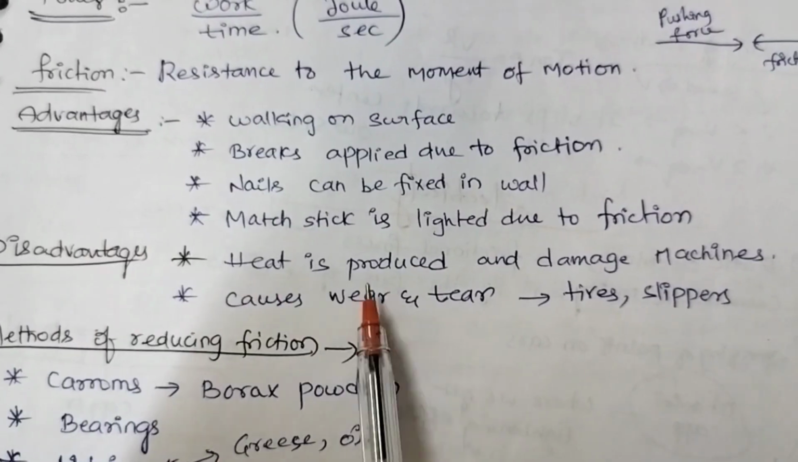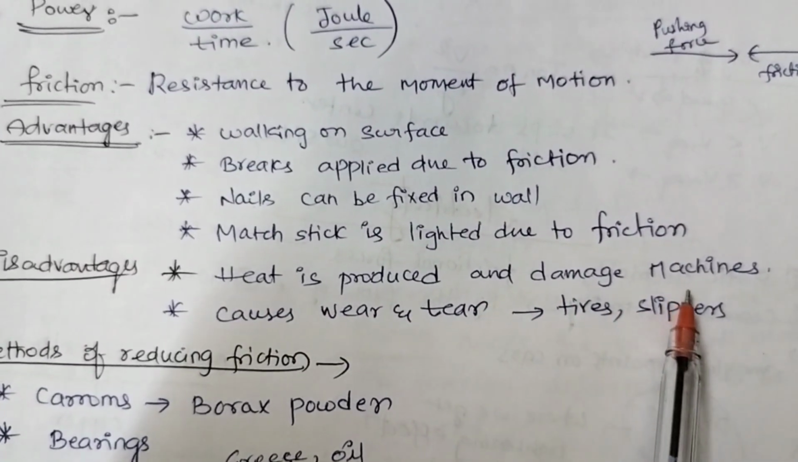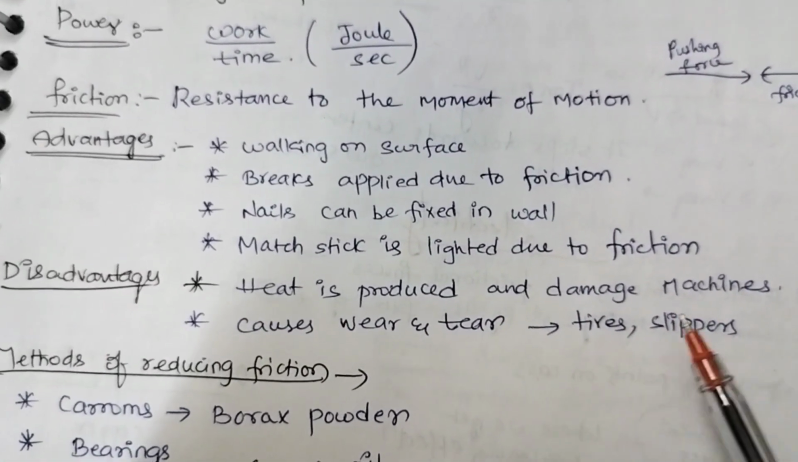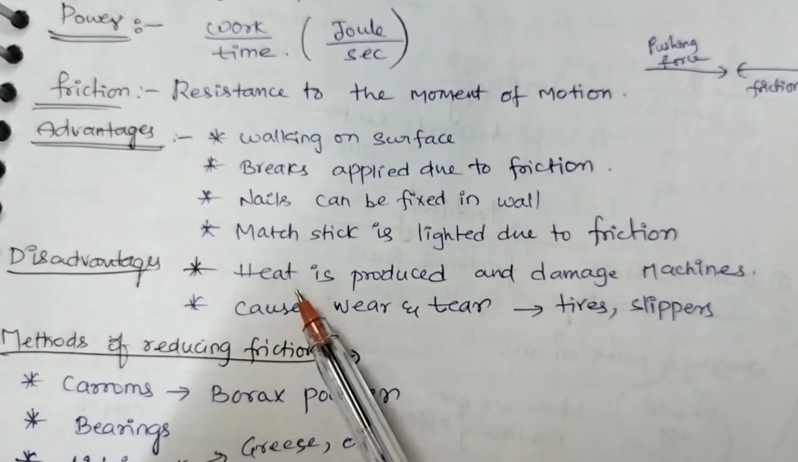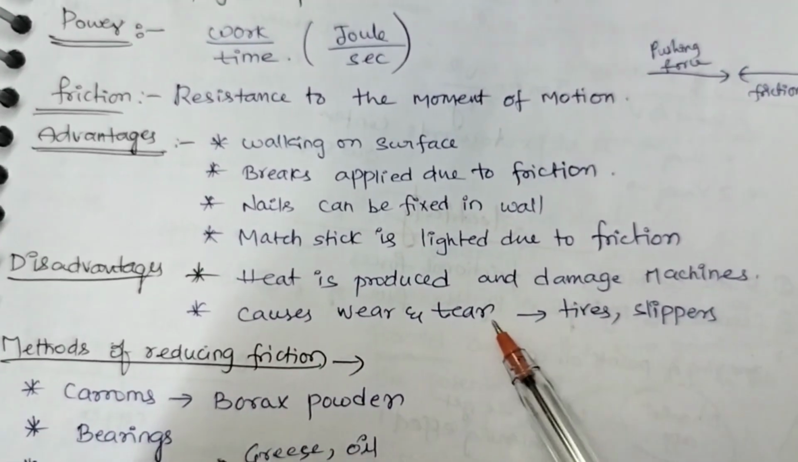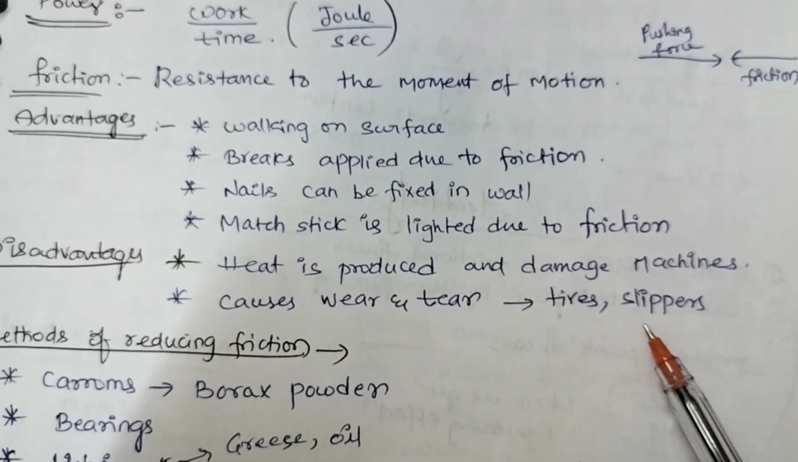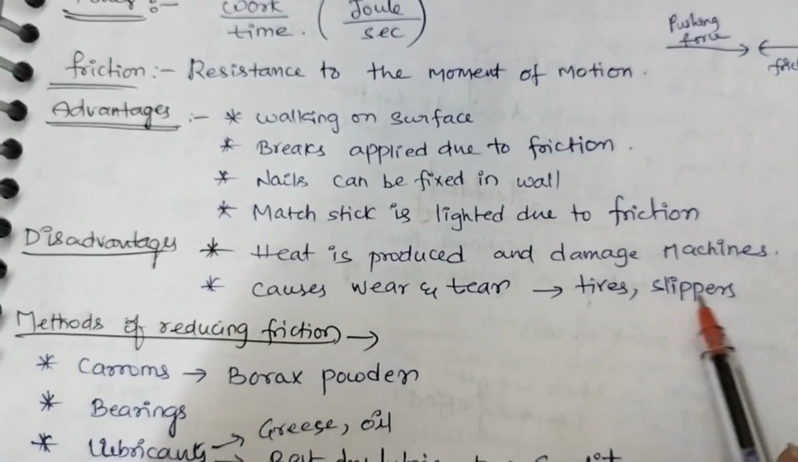What are the disadvantages? Heat is produced and damages machines. Due to more friction, more heat is produced and it damages the machines. It causes wear and tear. It is also a bit slippery.